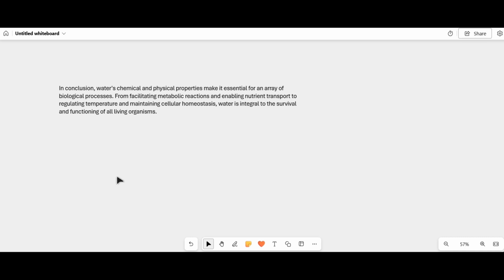And now, final paragraph, paragraph 11. You just want to wrap it up with a nice little outro, if you've got the time for that. So, in conclusion, water's chemical and physical properties make it essential for an array of biological processes, from facilitating metabolic reactions and enabling nutrient transport to regulating temperature and maintaining cellular homeostasis. Water is integral to the survival and functioning of all living organisms.